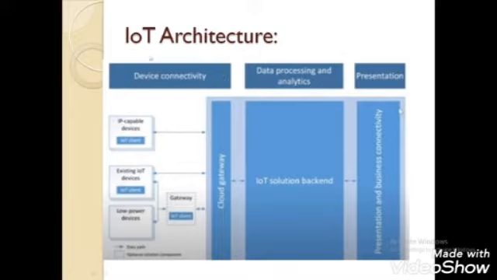So, IoT architecture. The three components of IoT architecture are data connectivity, data processing and analytics, and then the presentation. So what is data connectivity? Data or device connectivity is connecting devices to the internet. There are some IP capable devices, existing IoT devices, and low power devices. Low power devices are the devices that don't have an internet facility inbuilt in them, so we need some external circuit to connect them to the internet.